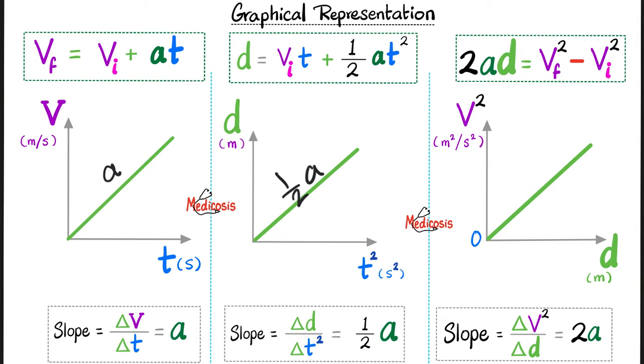How about here? 2ad equals v final squared minus v initial squared. What's the slope? v squared divided by d, which equals what? It equals 2a, so the slope here is double the acceleration. Look at the graphs. If you do not see 2 here, do not say 2a. But if you see 2 here, say 2a.